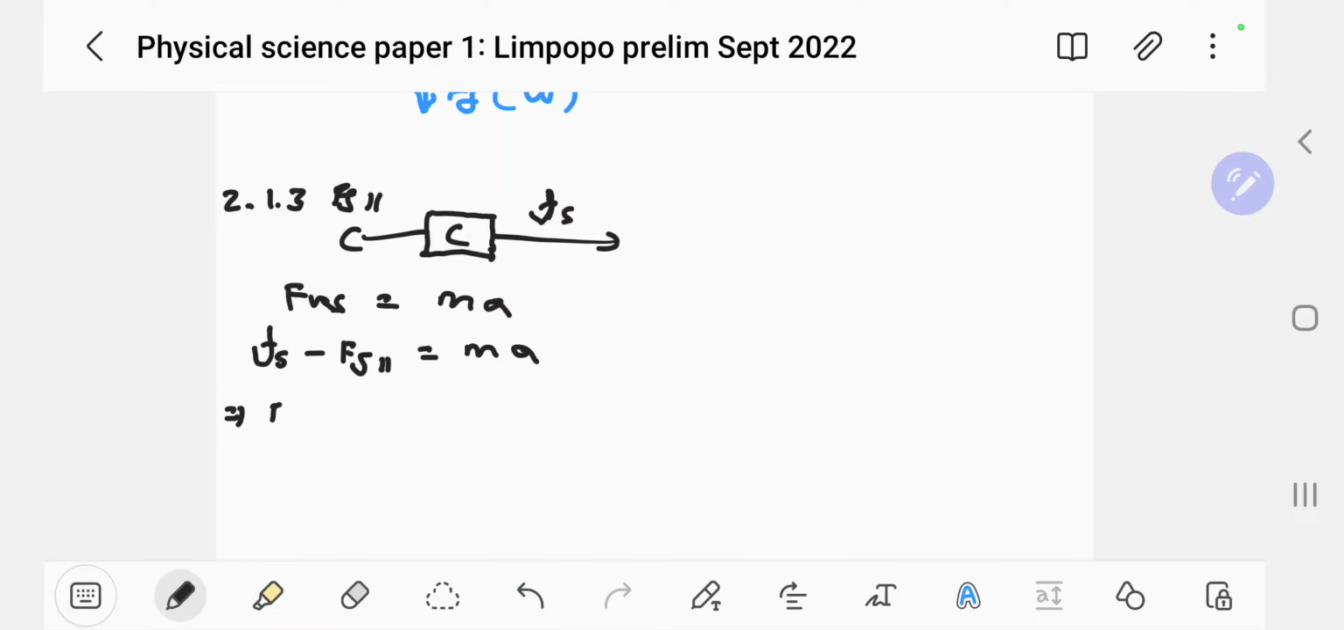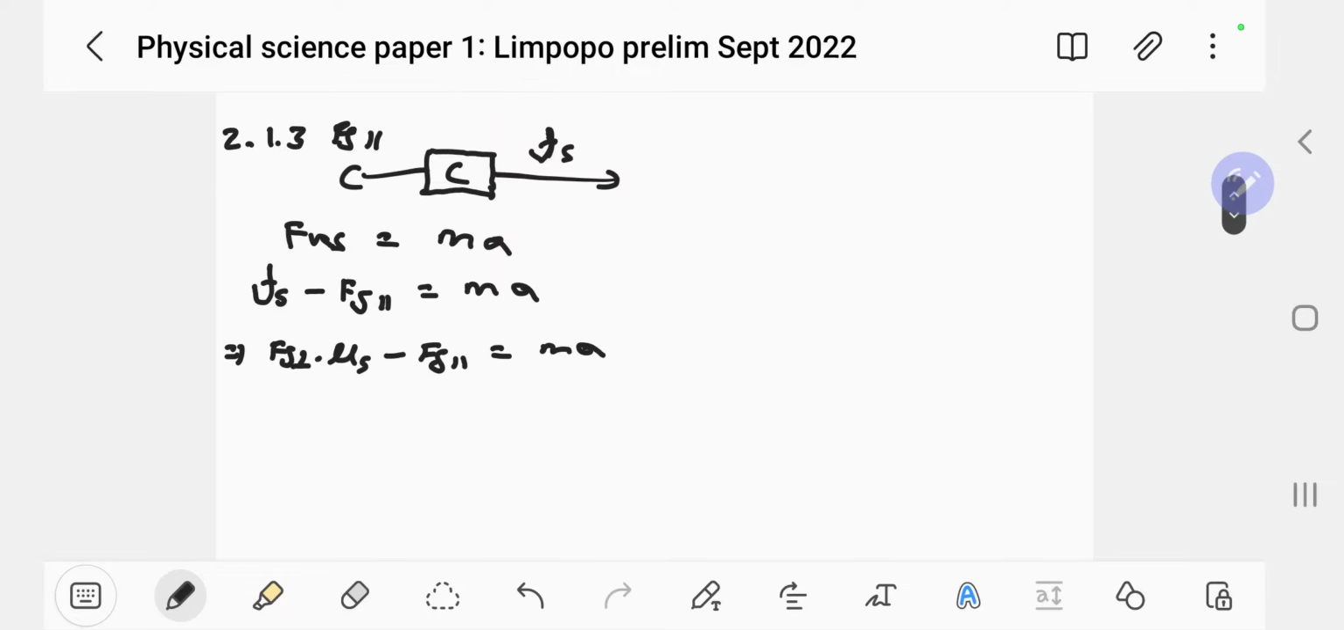So this implies that Fg perpendicular multiplied by the coefficient of static friction, right? Yes, that is it, minus the Fg parallel is going to be equal to ma. I'm just working it out. I mean, if you are quick, you can just write all of this at once. Okay, then we move on.